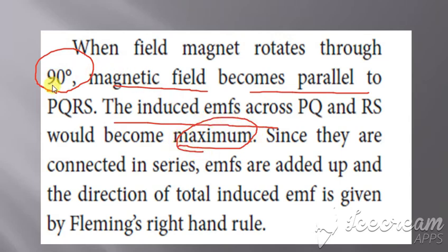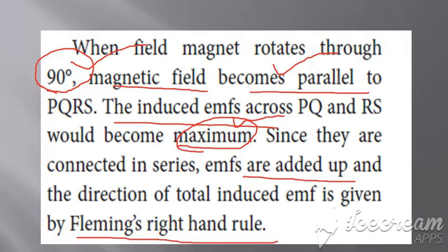Okay, so when the magnetic field rotates 90 degrees, the magnetic field becomes parallel and the induced EMF is maximum. So what happens is all the induced EMFs get added up, and that direction is given by Fleming's right hand rule. Clear? So the direction is always given by Fleming's right hand rule.